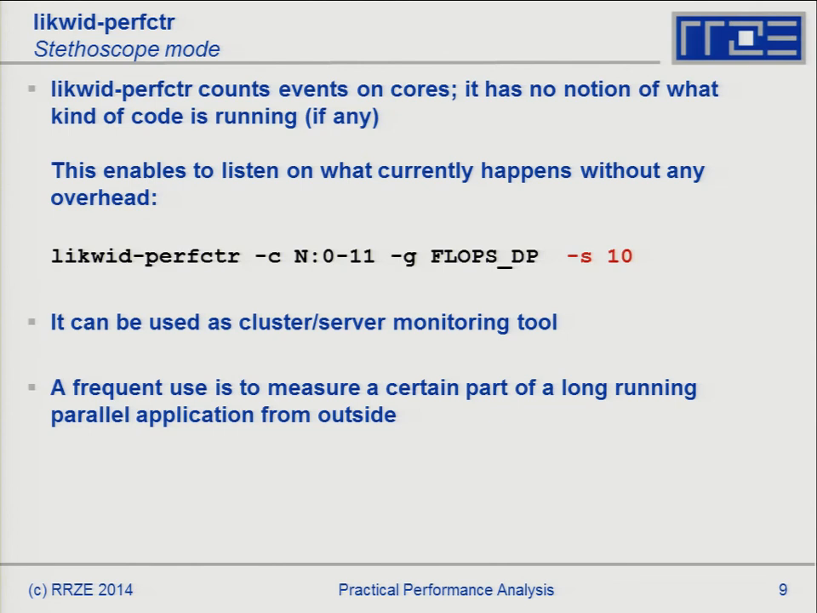Good, so far we have executed likwid-perfctr in wrapper mode. So we started our application using likwid-perfctr as a wrapper. And when the application ended, likwid-perfctr ended and gave us the counts. You can also use it in what we call stethoscope mode. This is shown here. So you specify, as usual, the cores on which you want to measure. In this case, all 12 cores of our node. You specify the performance group and -S 10, in this case, without any binary. -S 10 says, just sleep for 10 seconds and listen. You could just as well say sleep 10. Has the same effect. OK, so this command line listens for 10 seconds what happens on core 0 to 11.